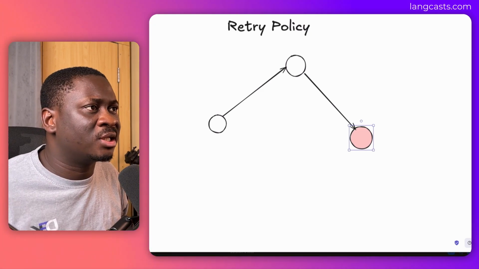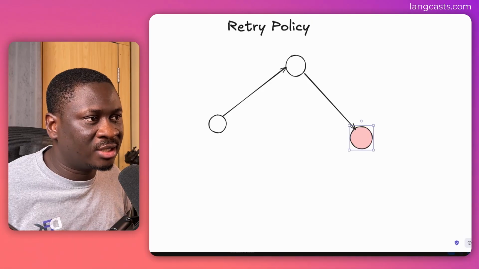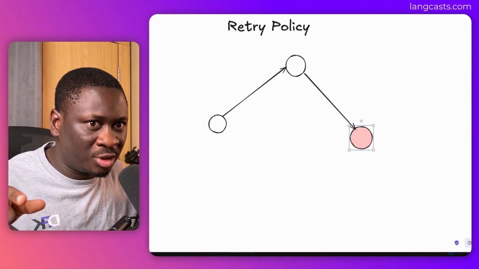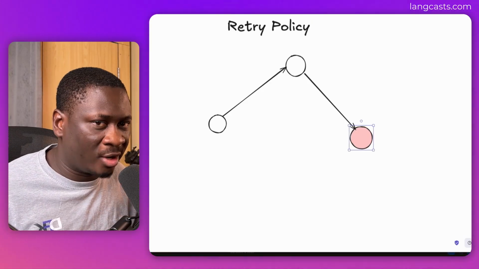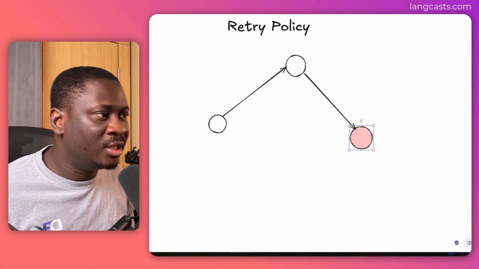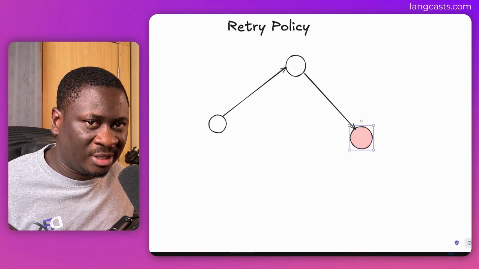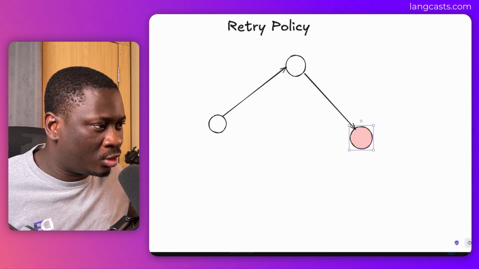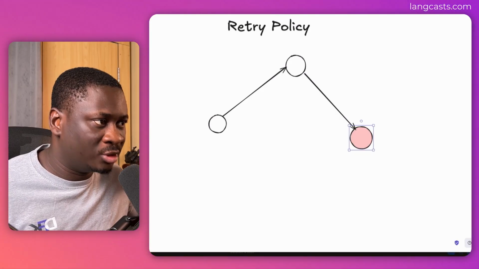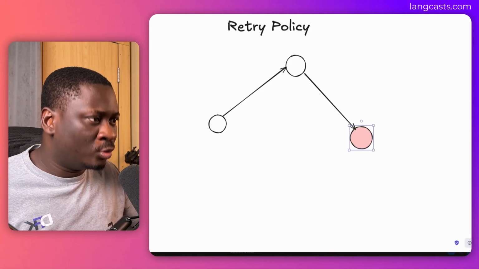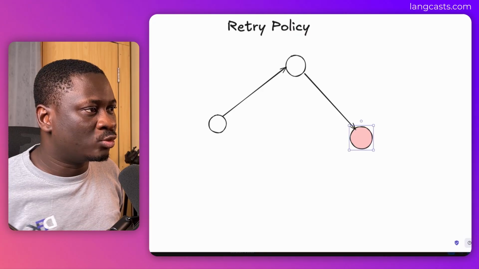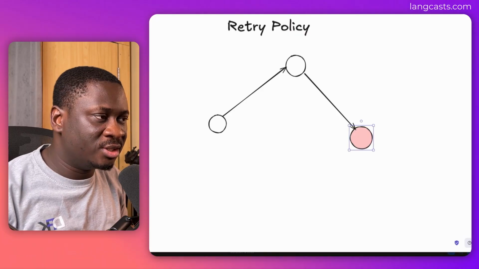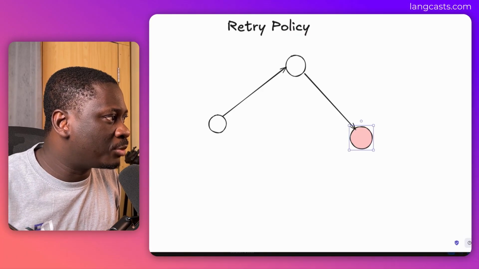And this is not a code error. With a code error, you would have to go into the code to fix it. You can't be retrying a code error. You have to fix it before you retry it. This is something that occurred on the network layer that will be fixed. This is something that occurred probably at the database layer that would definitely pass away. So you want to retry. And that is why we have retry policies in LangGraph.